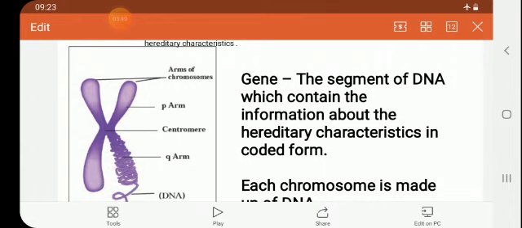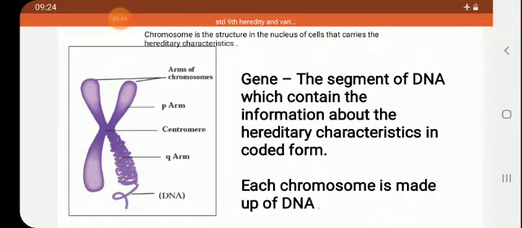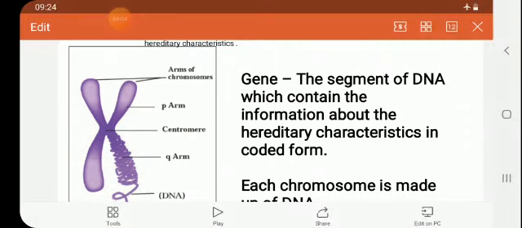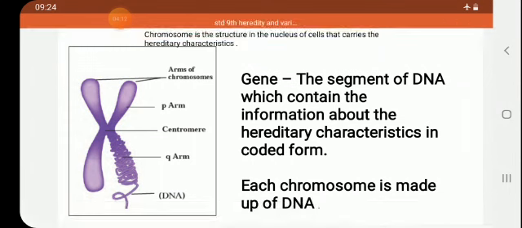These are called the centromere or the primary constriction, and these four are called arms. These are the arms of the chromosome. If the arms carry the hereditary characteristics, that segment is called DNA, and that characteristic is a gene. Children, this is the complete structure of the chromosome.